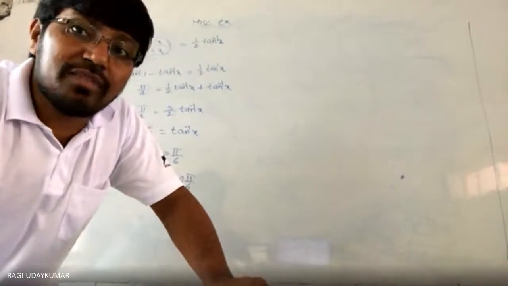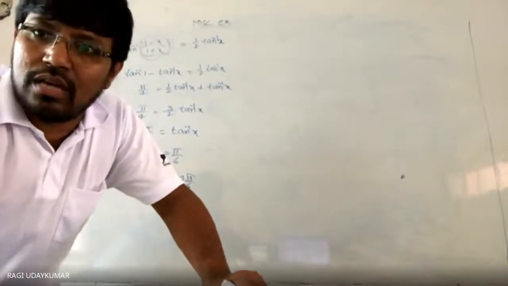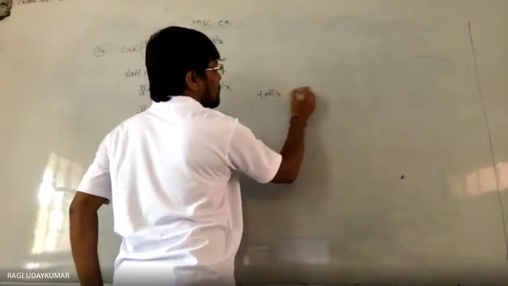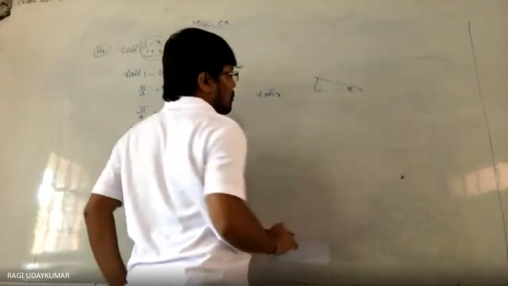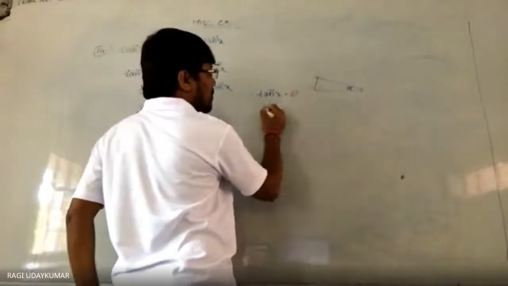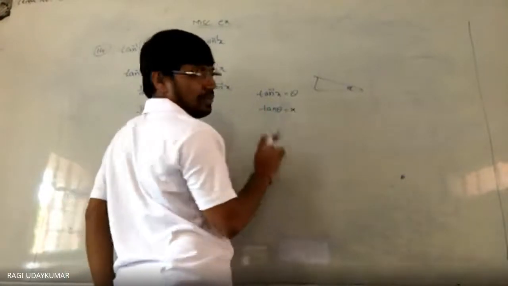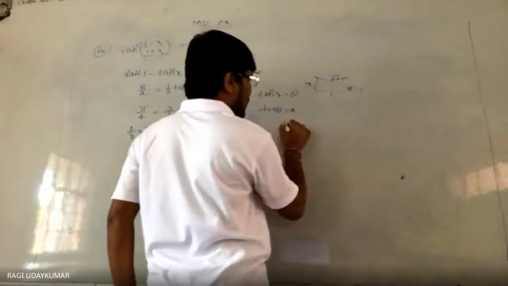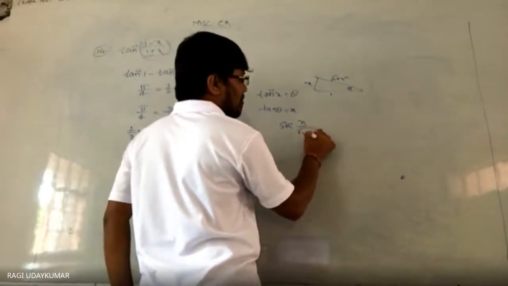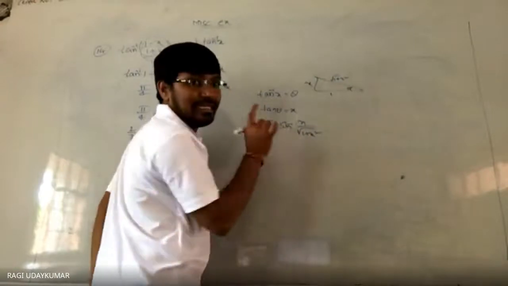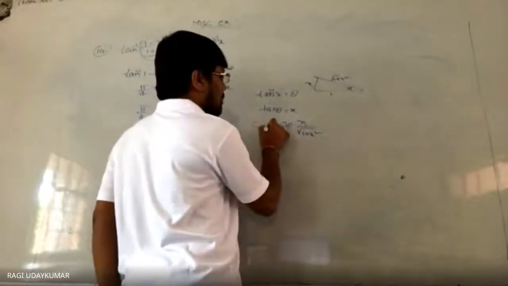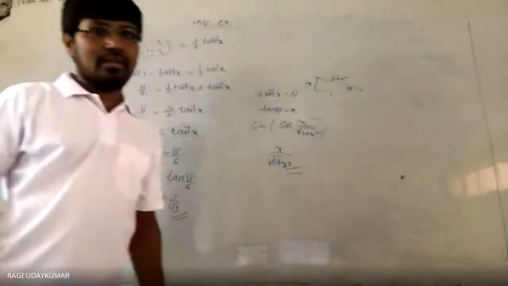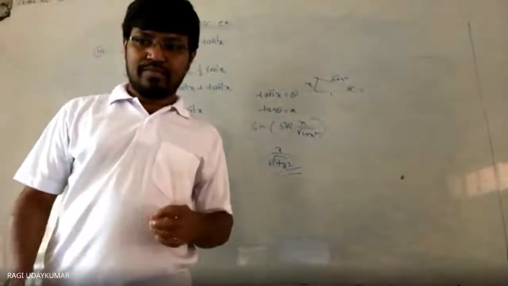15th is sine of tan inverse x. Tan inverse x you need to write in the form of the sine. How do we write tan inverse x in the form of the sine? Tan inverse of x, suppose this is theta. Tan theta is equal to x. Tan theta means x to 1, under root of 1 plus x square. So sin inverse of x by under root of 1 plus x square. So now the question is given to you as sin, so the answer is x by under root of 1 plus x square. Simple.